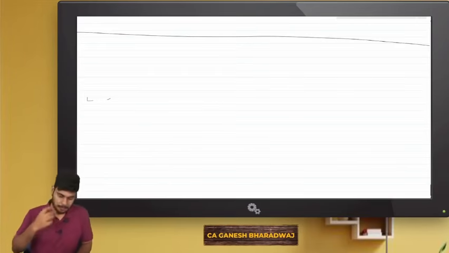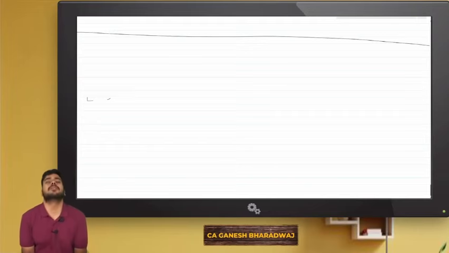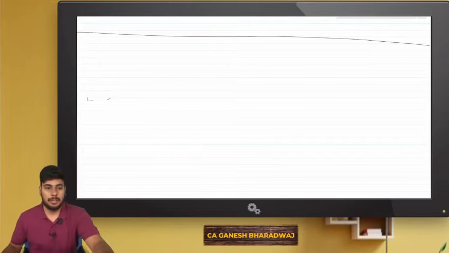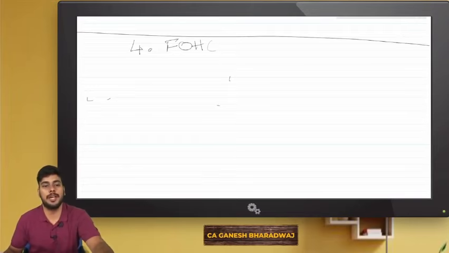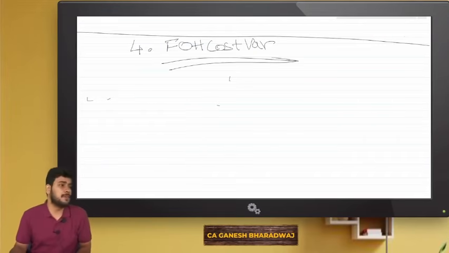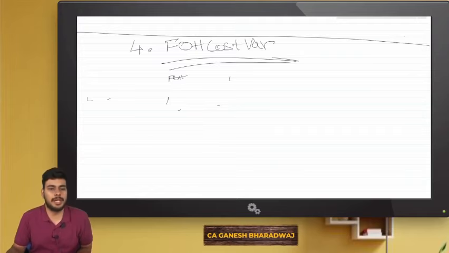Now, we are in segment 4 of the chapter called fixed overhead cost variances. First, you tell me guys, I'm telling you that fixed overheads, budget, actuals.